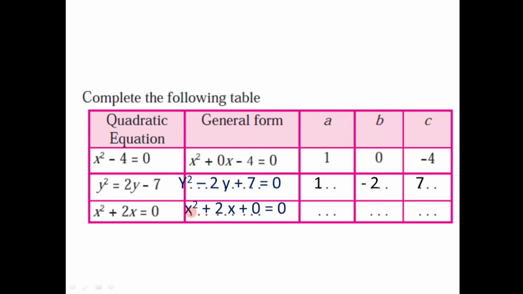So if we compare this with the general form of a quadratic equation, we get the value of a as 1, value of b as 2, and value of c as 0. These are the values of a, b and c for the third equation. So this is how we can find the values of a, b and c from the general form of a quadratic equation.